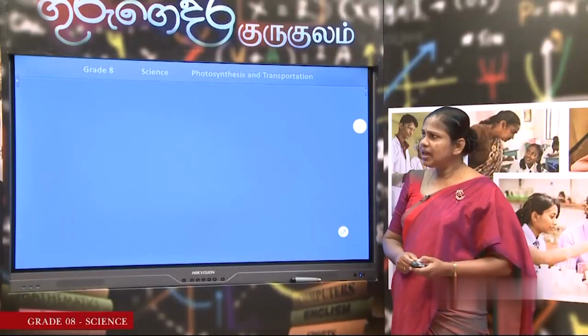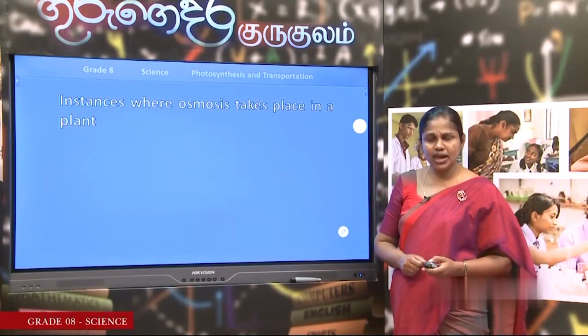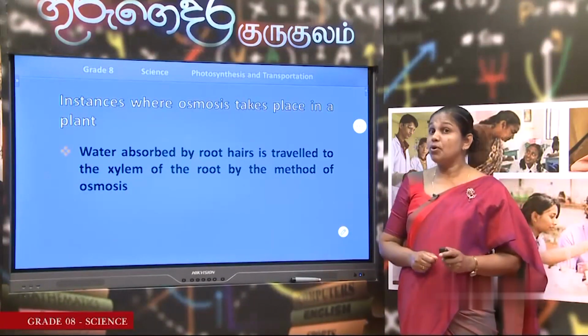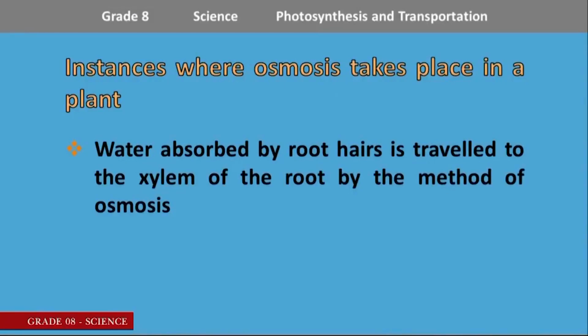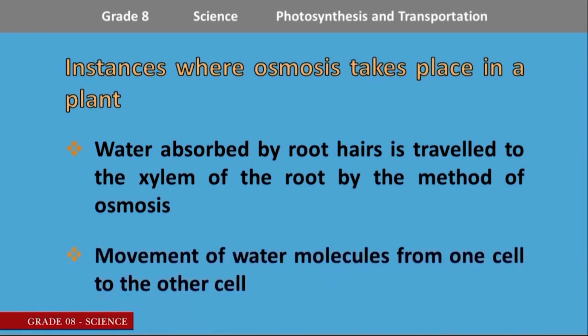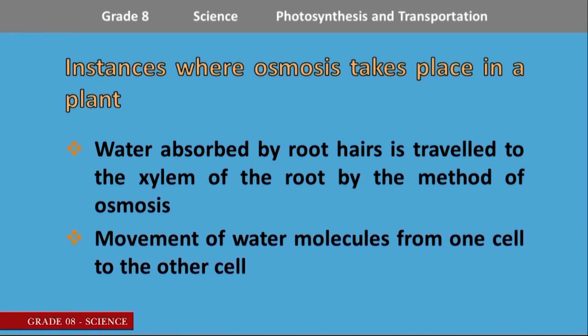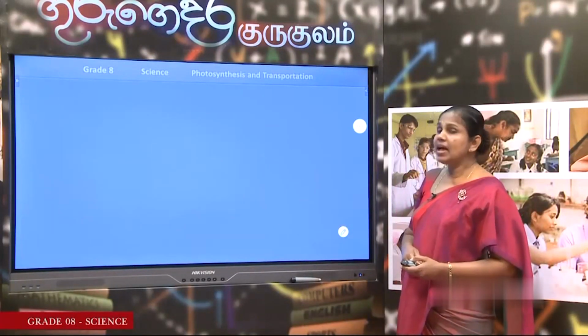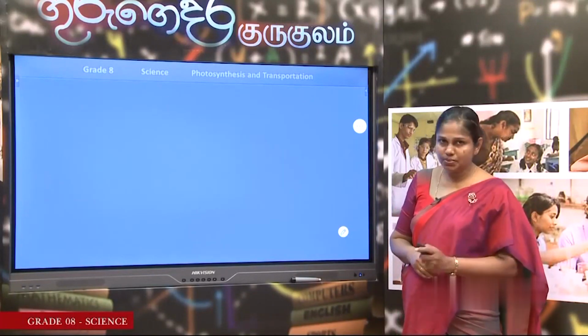Okay, children, then we will see what are the instances where osmosis takes place in a plant. Especially when water is absorbed by plant roots, water is taken to the plant's root xylem by the process of osmosis. And also when water is transported, moved inside the plant from one cell to another cell, osmosis takes place. Right, that's all about the process of osmosis.